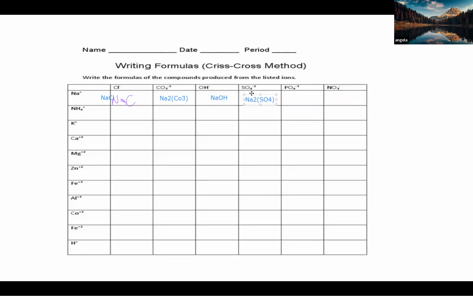And then for this next one, we see that this has a charge of 3. And again, sodium has a charge of 1. So we're going to transfer that. So it's going to be Na3, and then it's going to be PO.